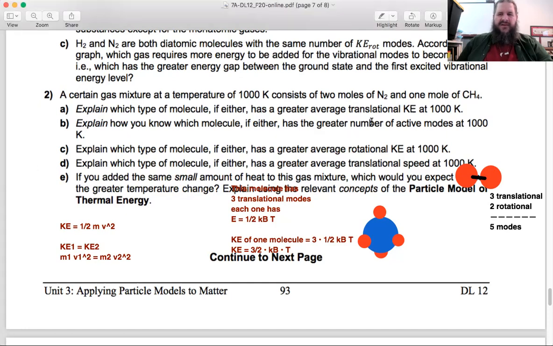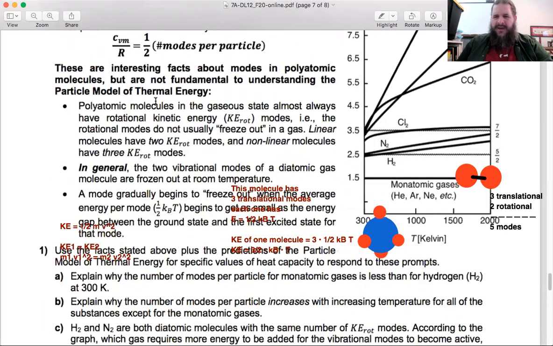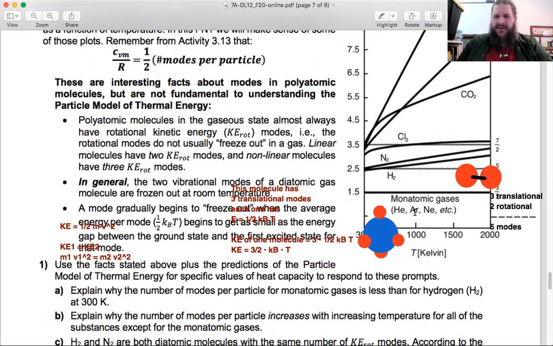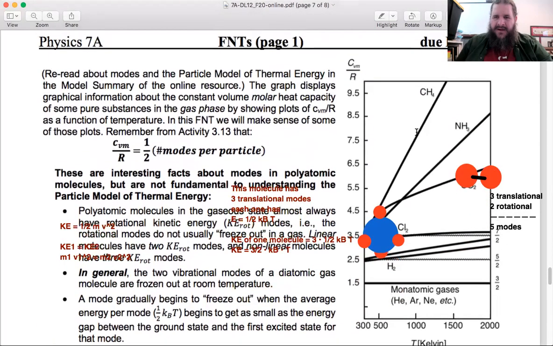Yeah, because this is asking for all the active modes, as you said, not just the translational ones. And 1000 Kelvin, I would expect to be hot enough that it would have all the modes active. I would presume none of them would be frozen out. In fact, I think we can even see this from the graph we have up here. At 1000 Kelvin, well, I guess some of them might be frozen out because it looks like these graphs are still on their way up. We can definitely see that at 1000 Kelvin, N2 is down here and CH4 is way up here. So at 1000 Kelvin, CH4 has way more modes than N2 does.